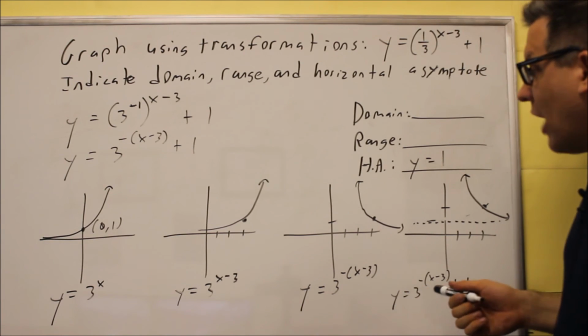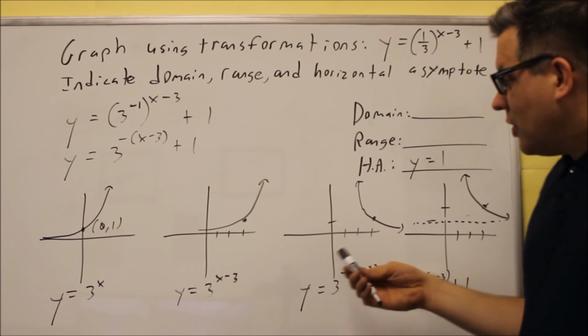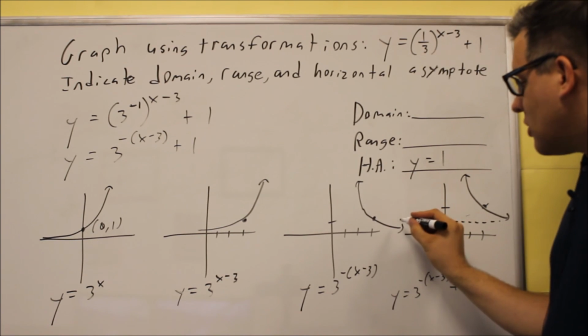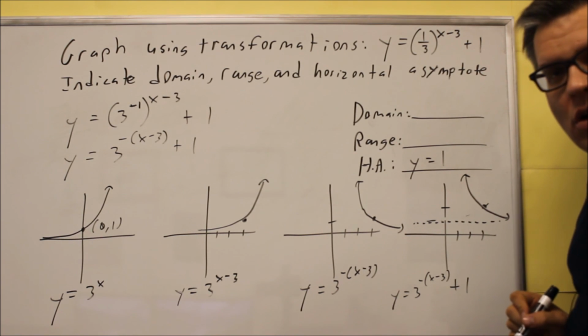So we have it. We started here. We moved it 3 places over to the right. We flipped it over the vertical axis, and then we shifted the whole thing up 1 unit. And so this is going to be your final answer.